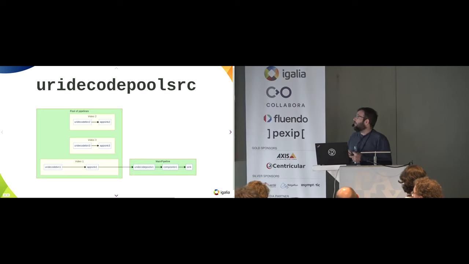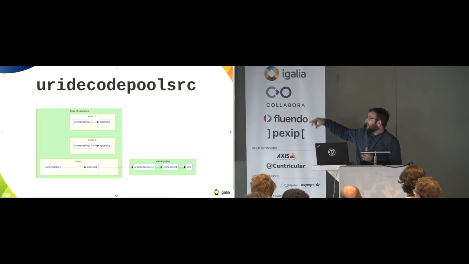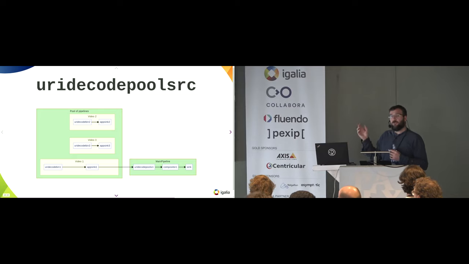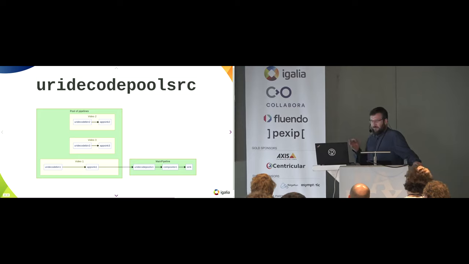It is an element that is implemented in Rust, and we won't upstream that in gst-plugins-rs. So basically, it will retain the pipelines in the background, so they can be reused for a certain amount of time, or the user can decide to have very fine grain control over the pipelines that are used in the pool, right?